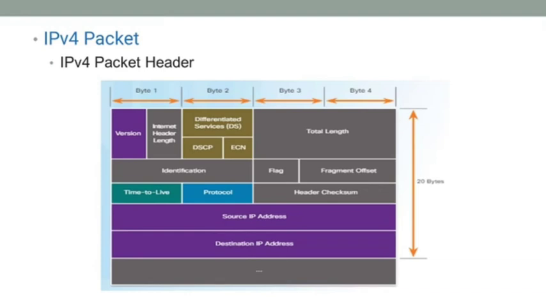In the IPv4 packet, in the first byte is the version, internet header length, differentiated services, ECN, identification, time to live, protocol, source IP address, and destination IP address. Also total length, flags, fragment offset.